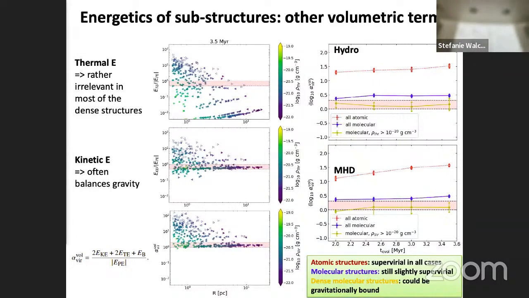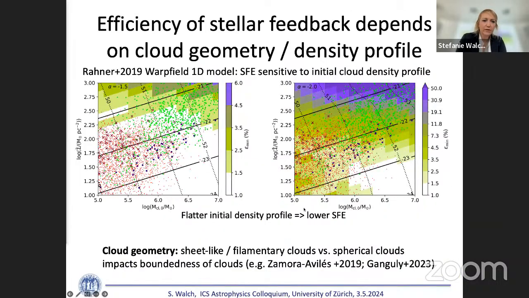Maybe a quick question. Initially you were motivating that the star formation rate is inefficient. Then you showed a 1D simulation in which, if you choose a -1.5 density profile, you were able to produce a percent-level star formation rate. Yeah, the warp field model, you mean? Yeah, this one. Maybe I missed it after this, but why doesn't this solve the initial issue, that the star formation rate is very inefficient?